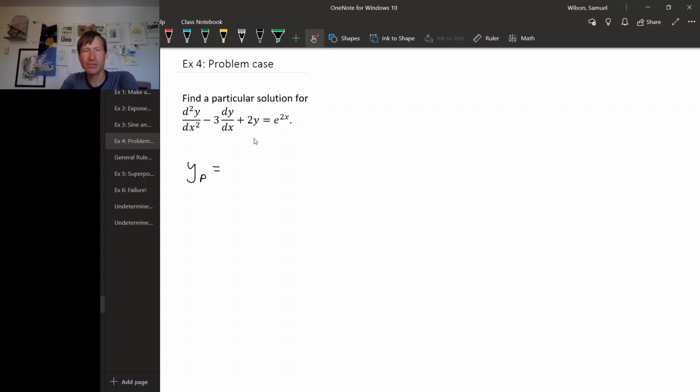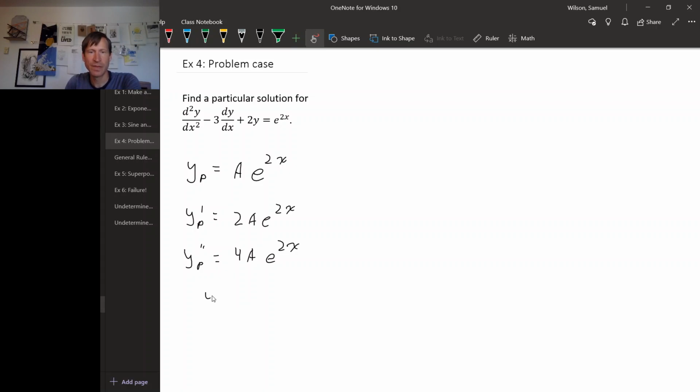So what sorts of things, when we start taking derivatives, would we end up with an exponential? Well, as we've seen before, we should probably guess that same exponential. And then let's take a couple derivatives so we can plug our guess for a particular solution into the original differential equation. So first derivative is 2 times a e to the 2x. Second derivative is 4 times a e to the 2x. And then plug these into the original differential equation.